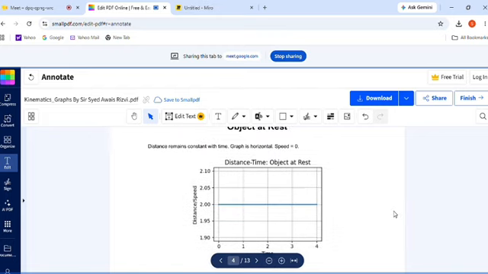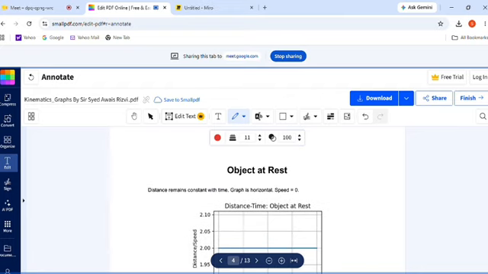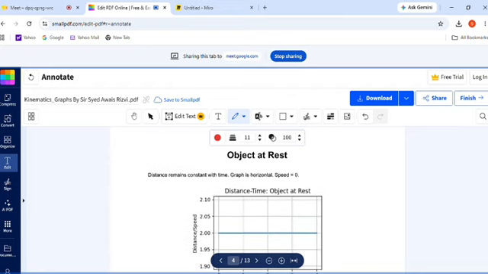As I stated, the gradient can be of three types: straight line, horizontal line, and curved line. Here you can see that the gradient is a horizontal line. So it means the gradient is zero here. When the gradient is zero, it means the object is at rest. Remember that whenever the gradient is zero, the object will be considered at rest.